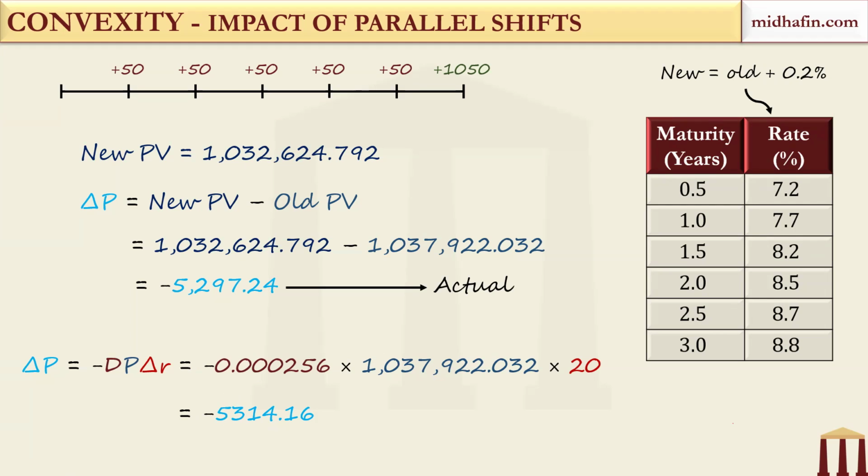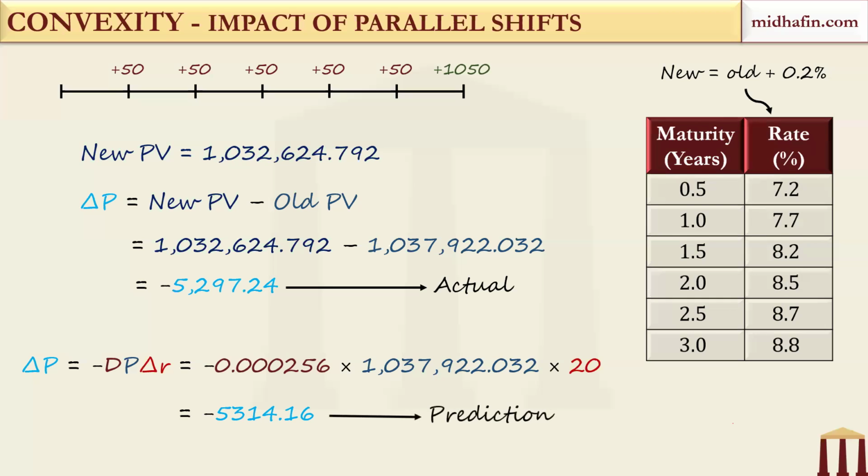The change that is being estimated by duration is not exactly equal to the actual change. That means duration alone is not sufficient to give me a precise estimate of the change in the price of the bond. Its precision is much lower, which means its reliability is questionable, especially when the change in interest rates is large. Here, the interest rate change is 20 basis points, which is large.